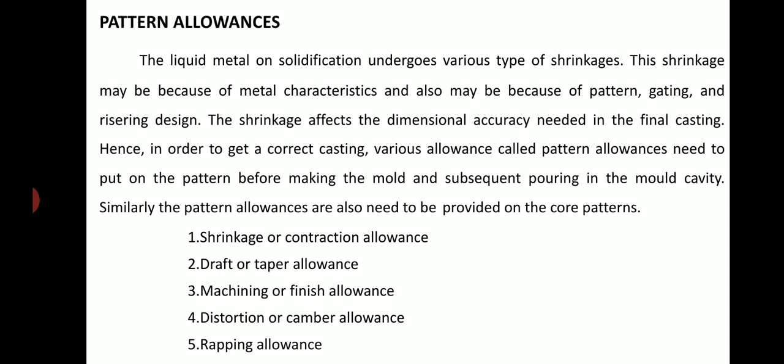Hence, in order to get a correct casting, various allowances called pattern allowances need to be put on the pattern before making the mold and subsequent pouring in the mold cavity. Similarly, the pattern allowances also need to be provided on the core patterns. Shrinkage or contraction allowance, draft or taper allowance, machining or finish allowance, distortion or camber allowance, and wrapping allowance.